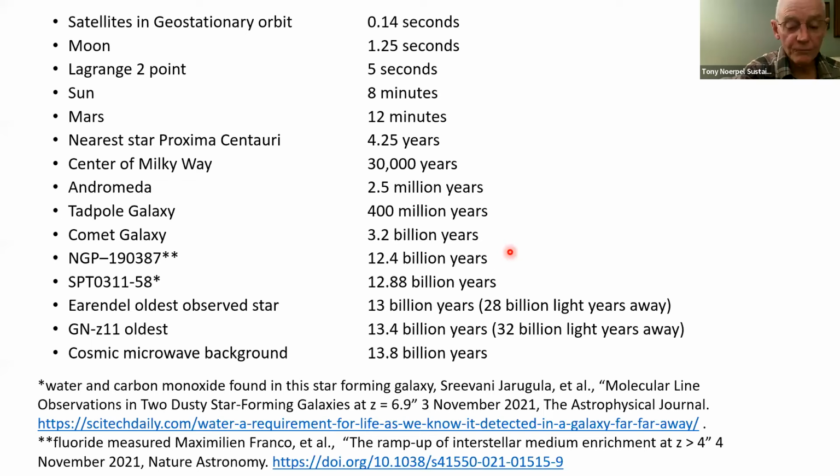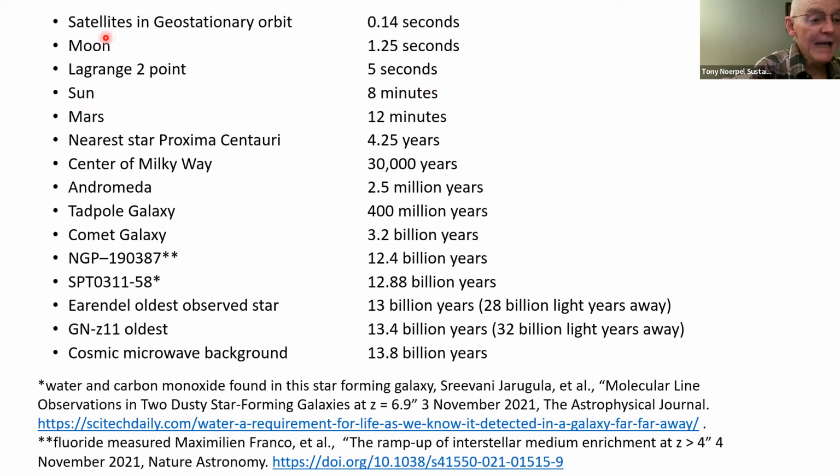So here are some numbers. Time and distance are effectively equivalent. Mars is 12 minutes away. For example, the sun is 8 minutes away. So the sun could go supernova. It might be supernovaing right now. We wouldn't know for 8 minutes that we're already toast.